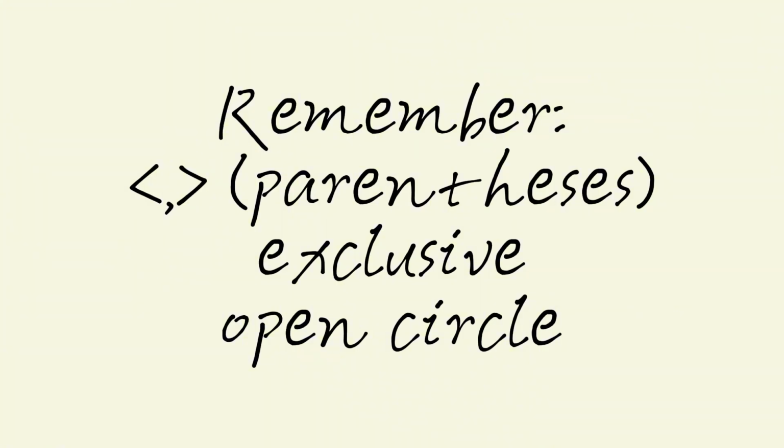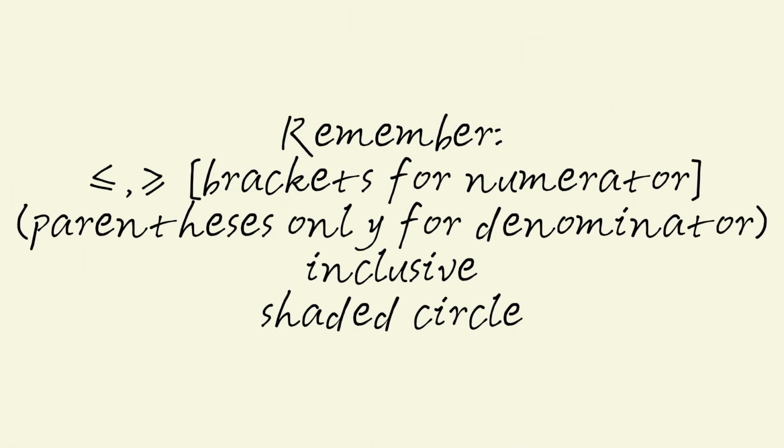Remember, if our inequality symbol is less than or greater than, we only use parentheses for the interval notation. It's exclusive and not shaded, which means it's an open circle on a number line, indicating that the endpoint is not part of the solution. And if our inequality symbol is greater than or equal to, or less than or equal to, we use brackets for our numerator and parentheses only for the denominator. It's inclusive and its circle is shaded, which indicates that the endpoint is part of the solution.